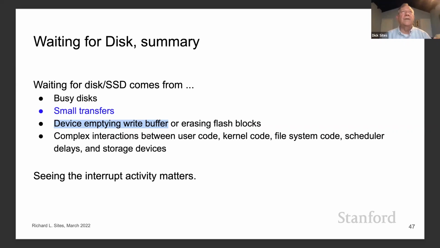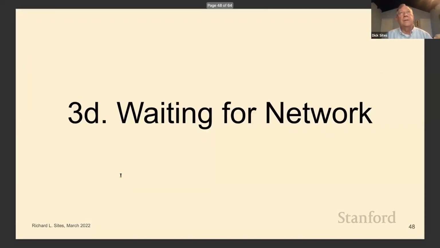So those are the kinds of things that it's hard to see, but you can at least see that you're waiting and get some clue of why you're waiting. And then there's the usual complex interactions. Seeing the interrupt activity is what tells you what you're waiting on and how long you were waiting on it in detail. So I'll do network.